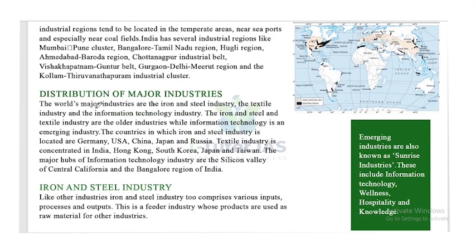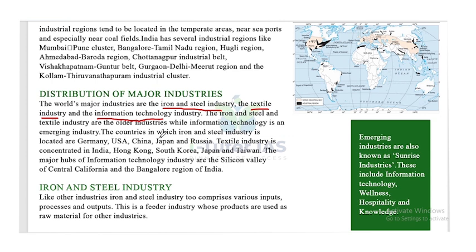The world's major industries are the iron and steel industry, the textile industry and the information technology industry, that is IT industry. So these are the major industries of the world. First one is iron and steel industry, then the textile industry and the IT field or IT industry. The iron and steel and textile industries are the older industries, while information technology is an emerging industry.